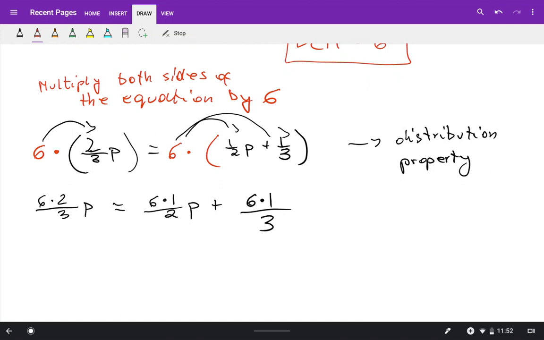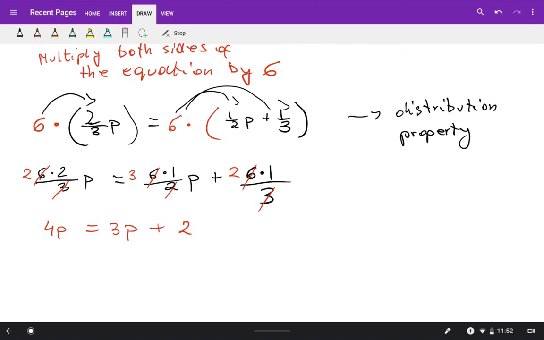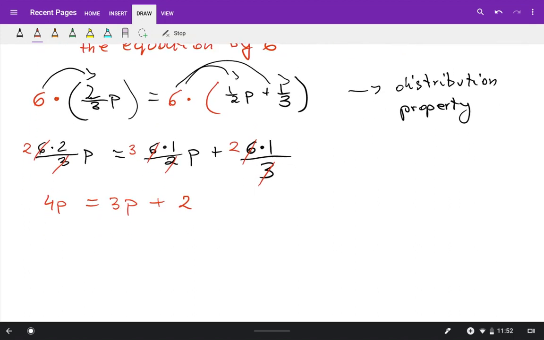Of course, reduce. 6 divided by 3 will give you 2, so you have 2 times 2, which is 4p, equals 6 divided by 2, it's 3, so you have 3 times 1, which is 3p, plus 6 divided by 3, you're getting 2, 2 times 1, it's 2. And now we're just going to solve it. Like you see, we don't have fractions anymore, so the next step will be to move variables to the left side.